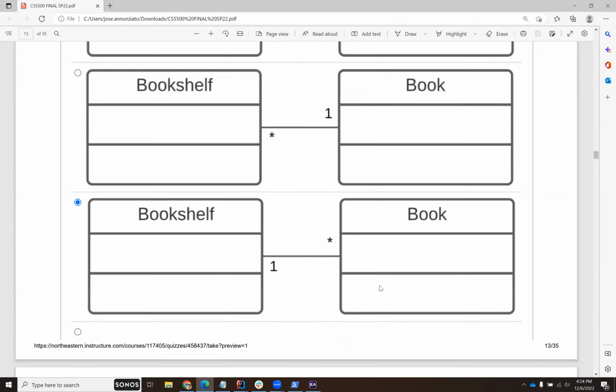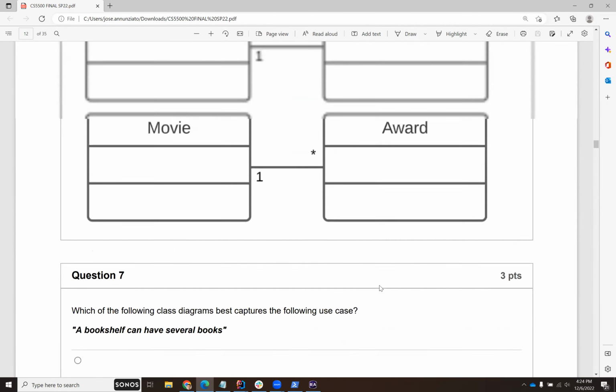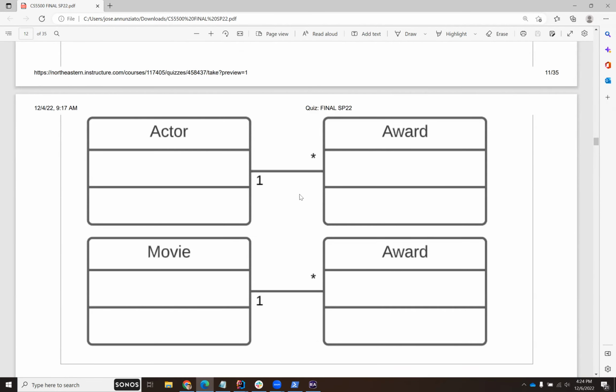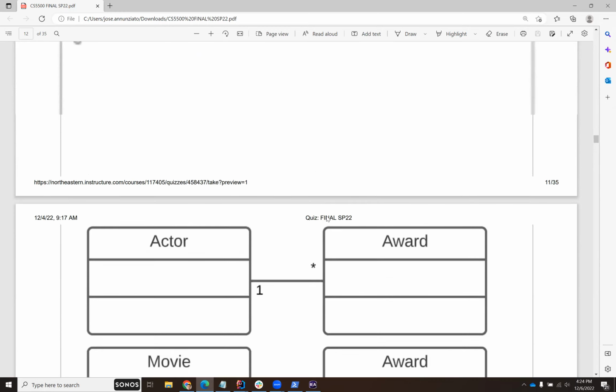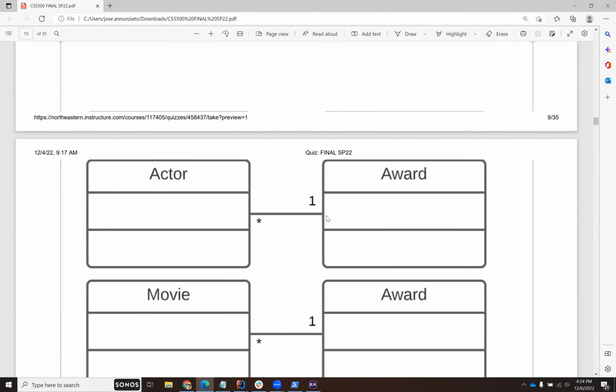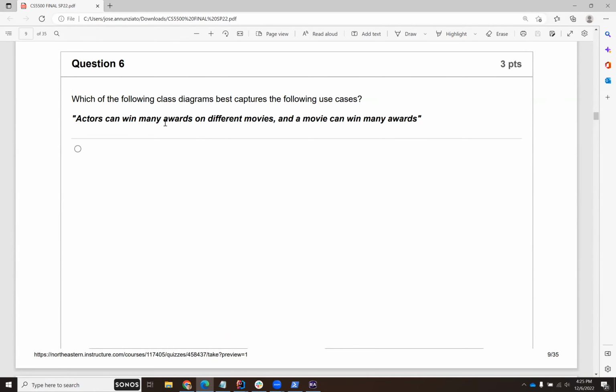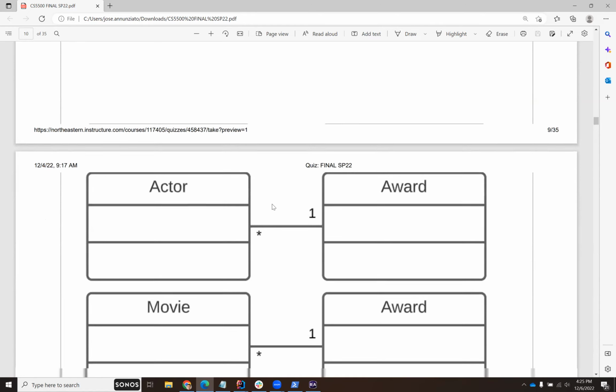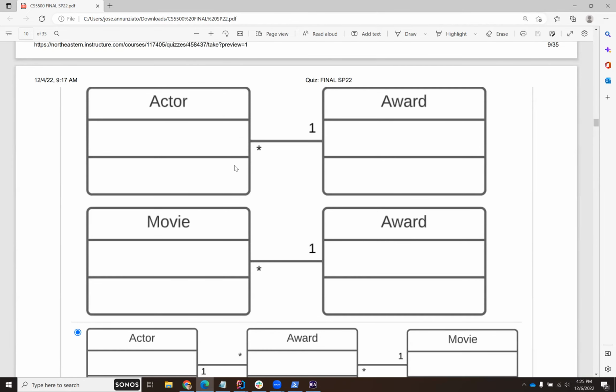But there were questions that had bugs in there. This one for some reason displayed the same text twice. This one asks: an actor can win many awards on different movies, and a movie can win many awards. What UML diagram represents that relationship? I don't know if the intention was that actors award many actors and award many movies. That's not right.